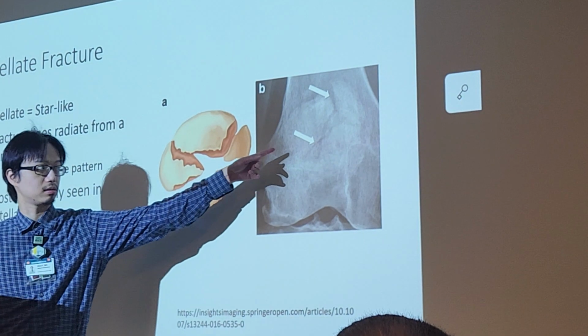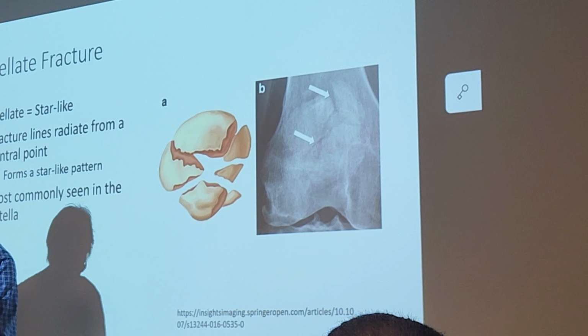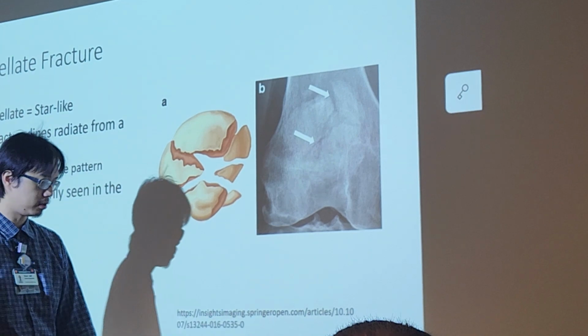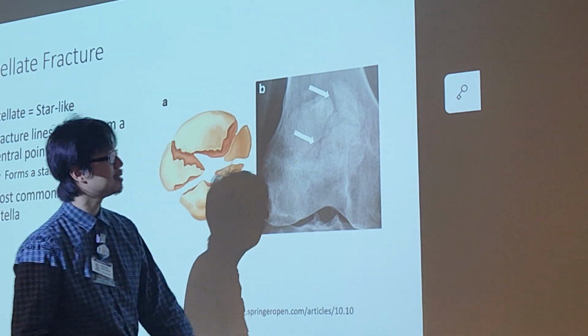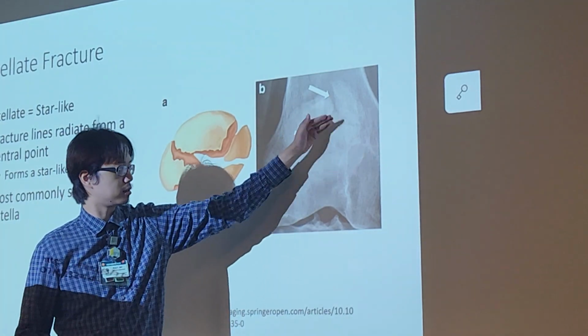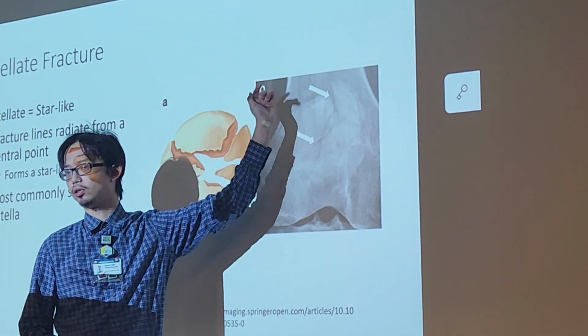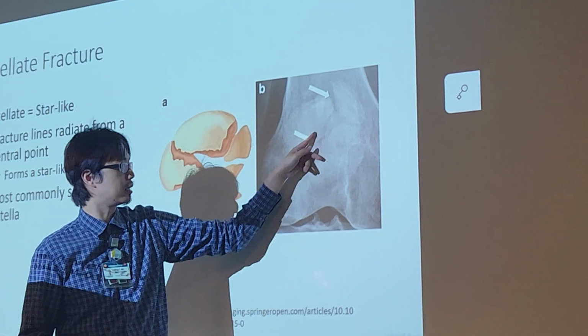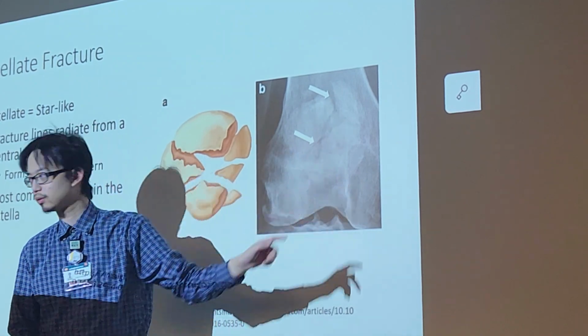So this most often happens with the patella, right? The kneecap. The kneecap comes in and slams against something, right? And it shatters like this, and when it shatters, it splinters in all these directions. So in this case, kind of like that.